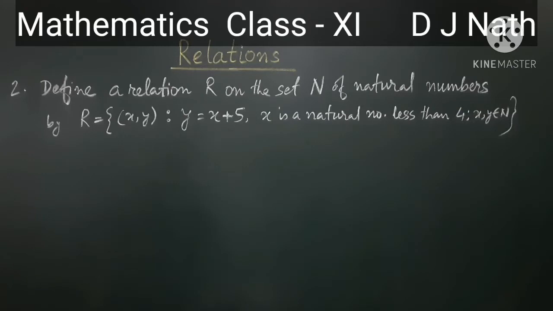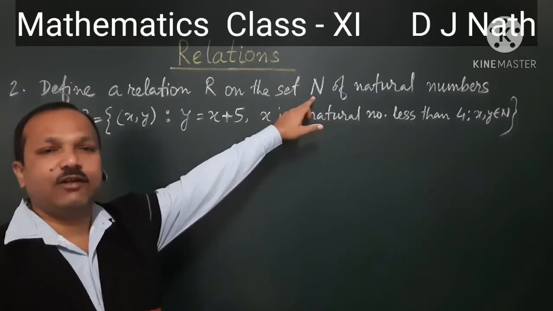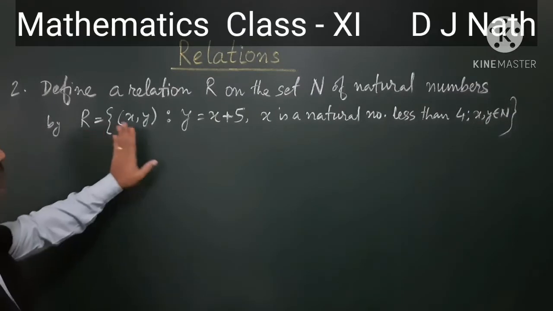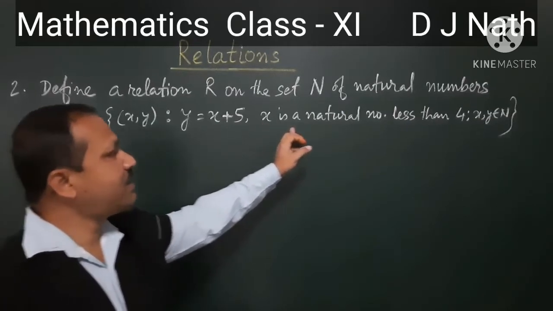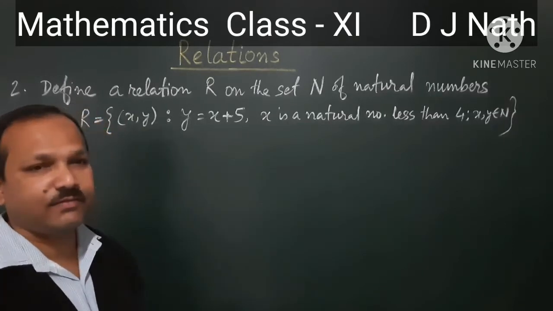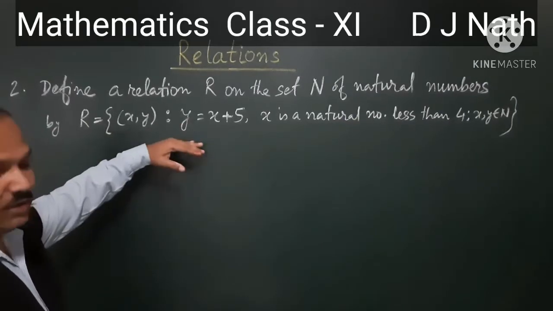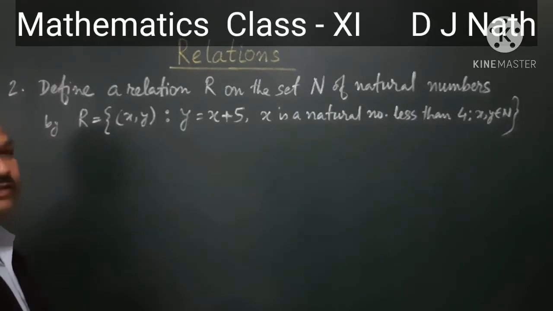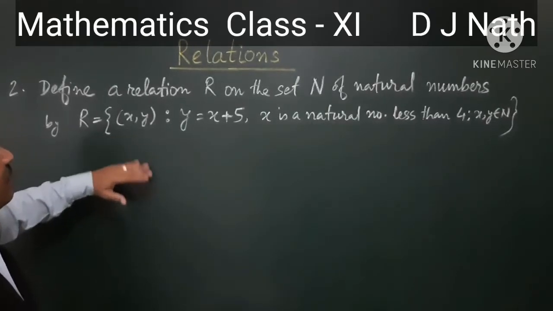Here is another question. Define the relation R on the set N, where N means the set of natural numbers, by xRy where y is equal to x plus 5, and it is given that x is a natural number less than 4 and x, y belong to N. If this question is asked, you have to write the relation in roster form and then find the domain and range.